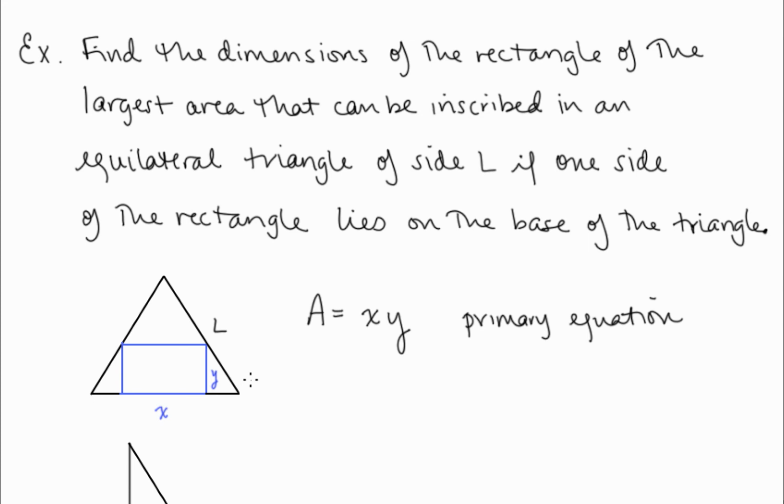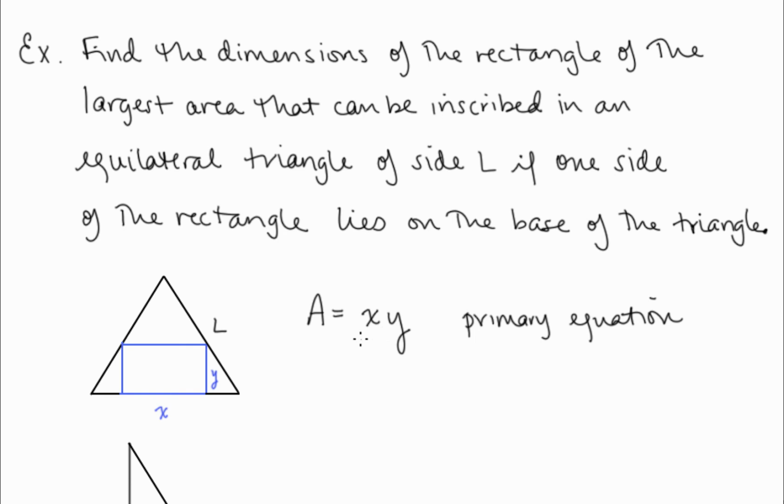And the amount that needs to be maximized here is the area of the rectangle. So our primary equation is A equals xy. It's the area of the rectangle. That is what we're trying to maximize here. But what's the problem? This is a function of two variables. We need it to be a function of one variable. So we need to find a secondary equation. It's a relationship between x and y. That's what we're looking for here.